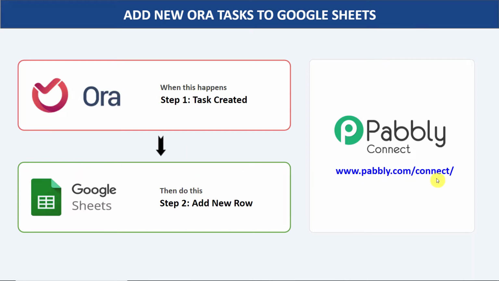So I will be using an integration and automation software called Pabbly Connect that integrates Ora and Google Sheets. The best part here is a person without any technical background can perform this integration easily. Now before I show you the steps, how about we begin with a real-time example.